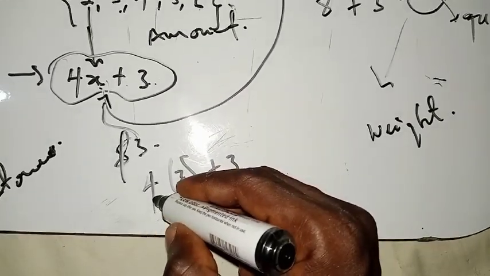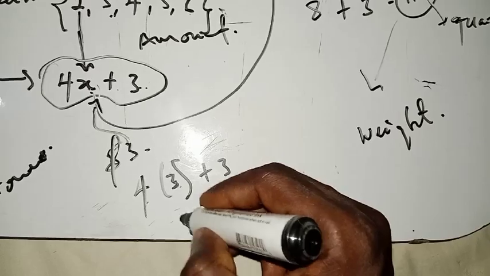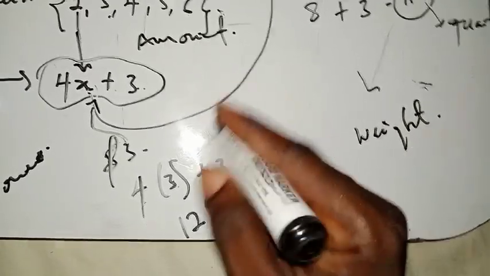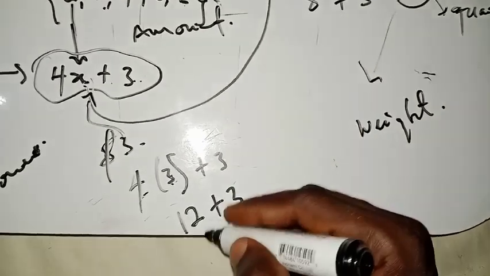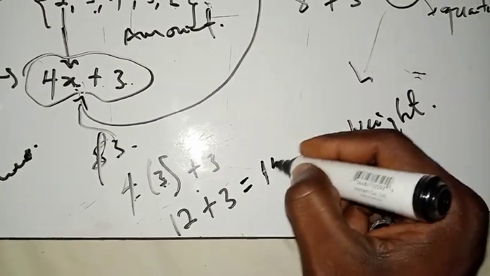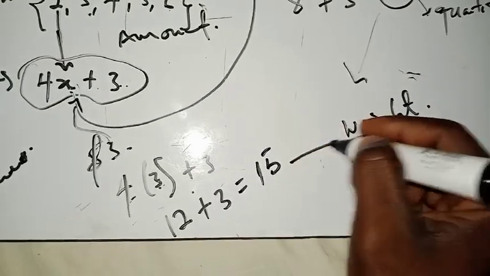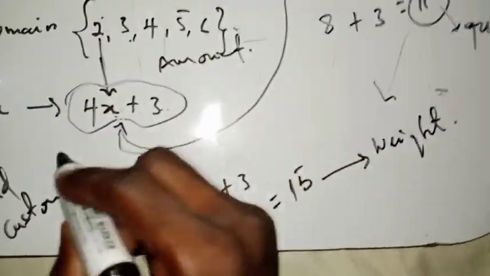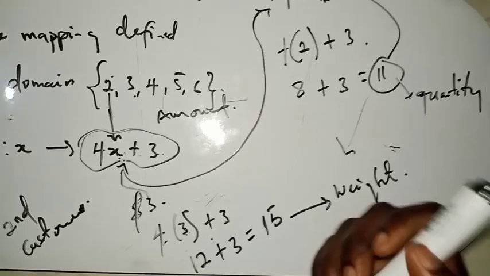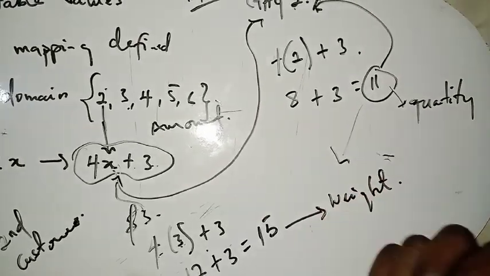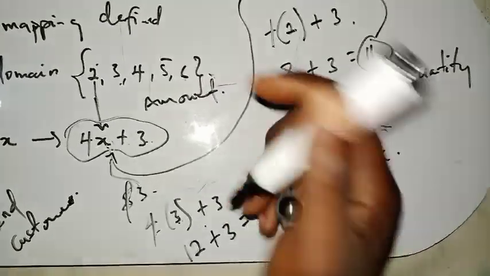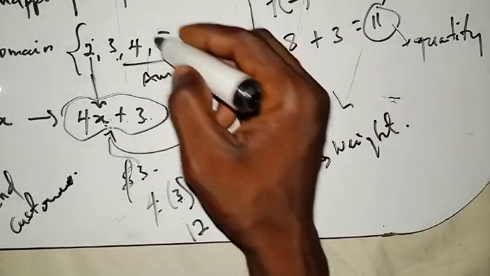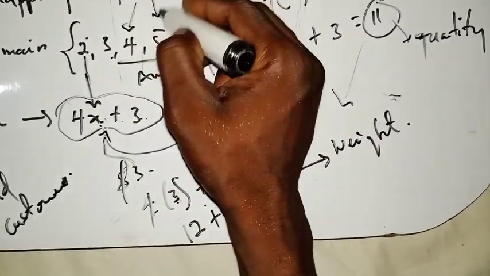So you multiply 4 by 3, that gives 12, plus another 3, that is going to be 15. So that person is going to weigh 15 of the item if he or she brings 3 cedis, 3 pounds, $3, 3 euros, and so on. Is that not a very simple process? Now it's over to you. Let me have your values in the comment section by solving for other amounts.